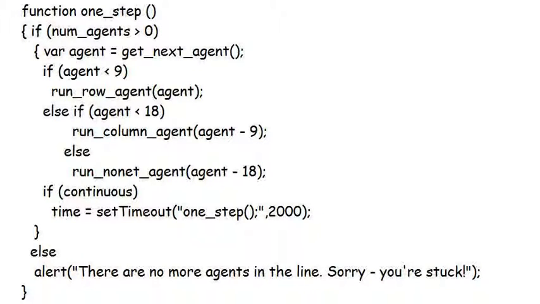Having extracted the agent, it decides whether it's a row agent, a column agent, or a nonnet agent, depending on its number, and calls the appropriate function to run it. Once the agent has run, if the program is in continuous mode, a timer is set up to call oneStep again after the 2-second delay. That's the purpose of the global variable time.